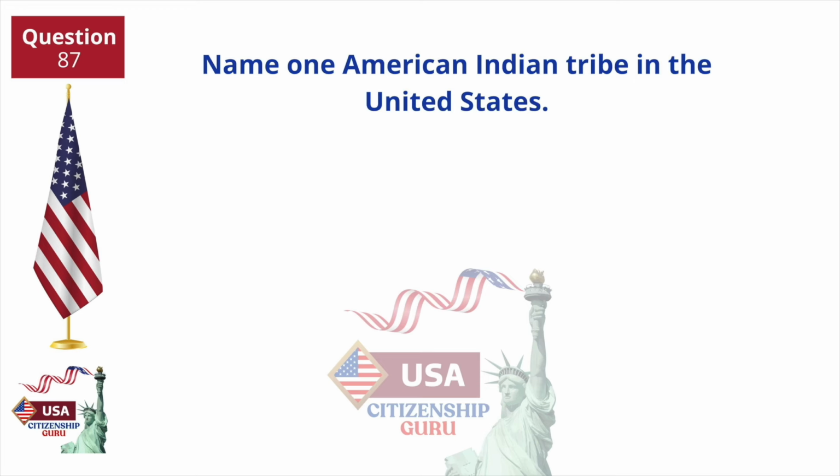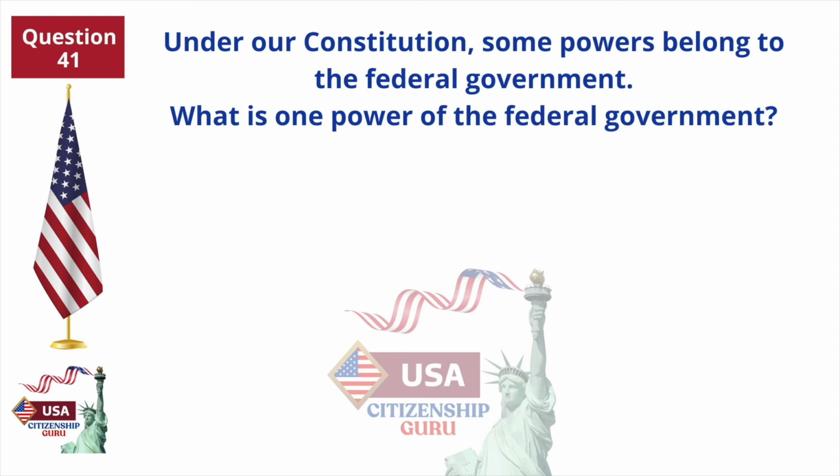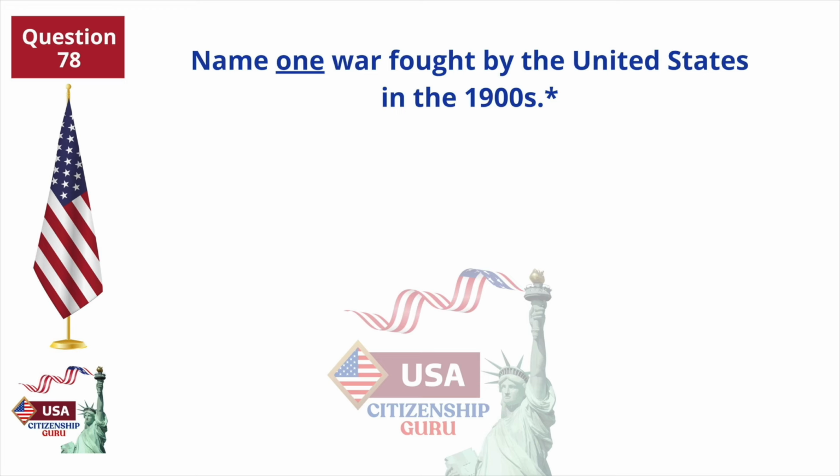Name one American Indian tribe in the United States. Cherokee. Under our Constitution, some powers belong to the federal government. What is one power of the federal government? To print money. Name one war fought by the United States in the 1900s. World War I.